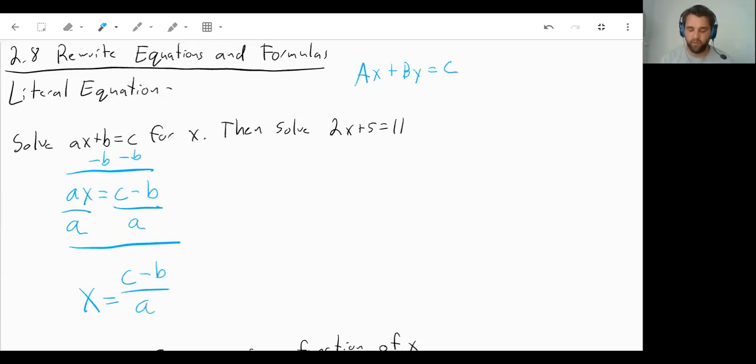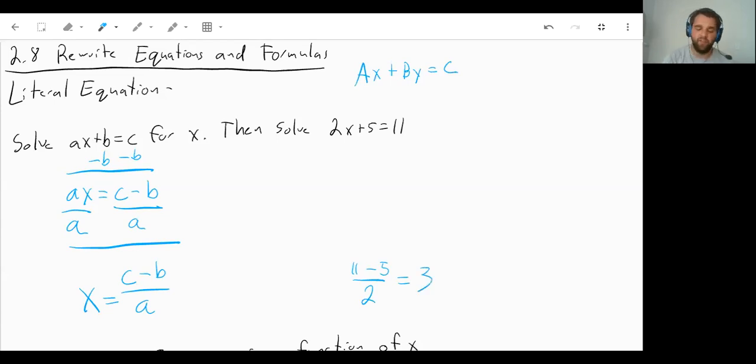We now need to solve this for 2x plus 5 equals 11. Well, the 2 is in the same spot where the a was, so that's going to be on the bottom. The 5 is in the same spot as the b, so that's going to be what's subtracted, and the 11 is in the same spot as the c. So 11 minus 5 is 6, divided by 2 is 3.